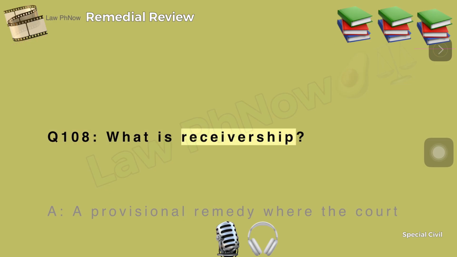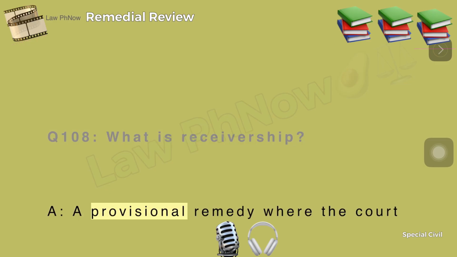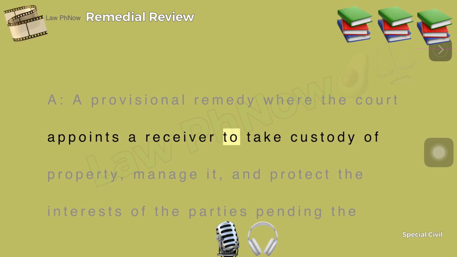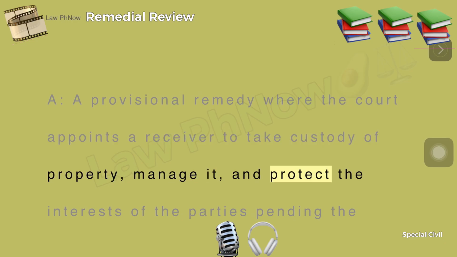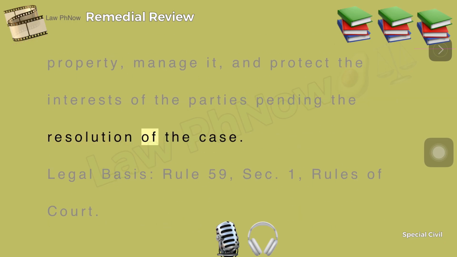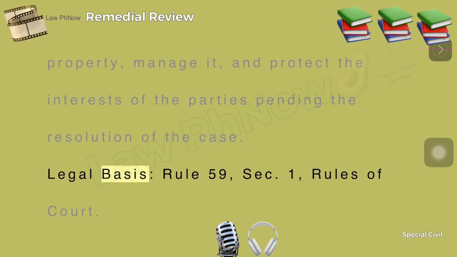Q108. What is receivership? A. A provisional remedy where the court appoints a receiver to take custody of property, manage it, and protect the interests of the parties pending the resolution of the case. Legal basis, Rule 59, Section 1, Rules of Court.